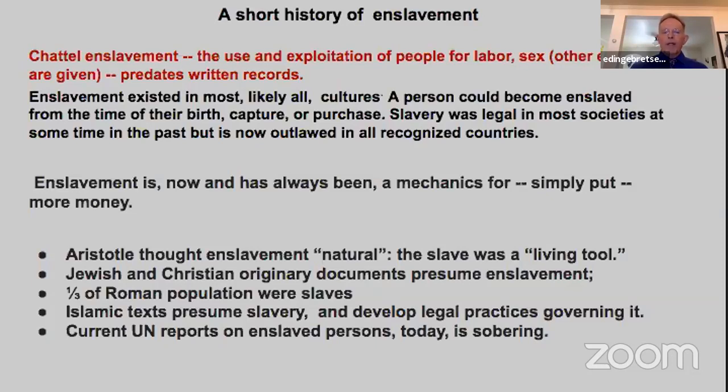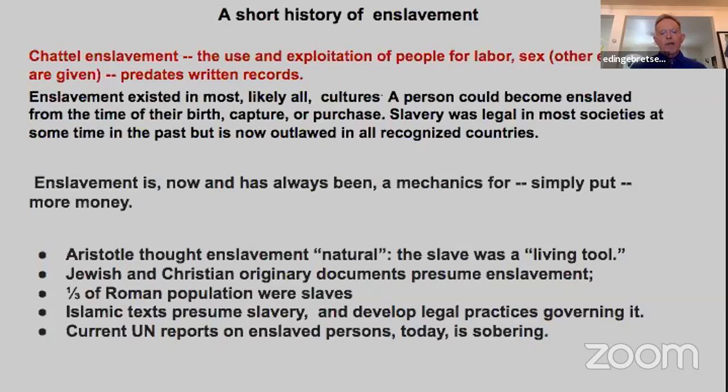That does not mean, as the UN points out every year, most recently in 2019, that 40 million people today are not still in some form of enslavement. And you can look all this material up, and I can give you the references should you need them. Enslavement is, however, and this is my mantra, now and has always been a mechanism for, simply put, more money.